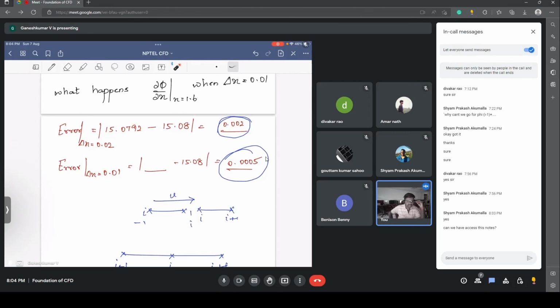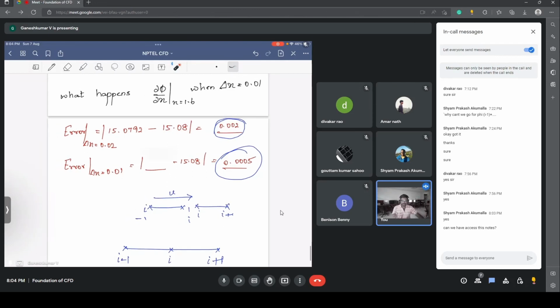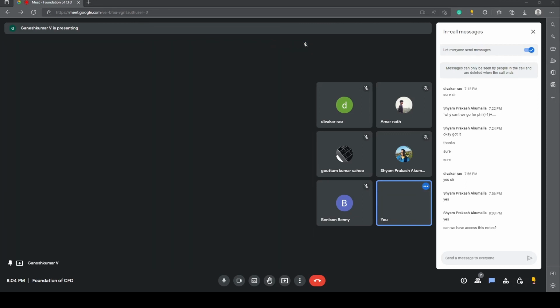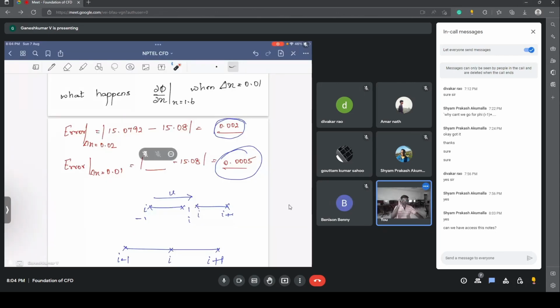Can we have access to these notes? Yeah, sure. I will upload both these notes and my MATLAB program also. It's a live script program. You can access it, and if you make your own scheme, you can put it in the script and check the order of accuracy there.